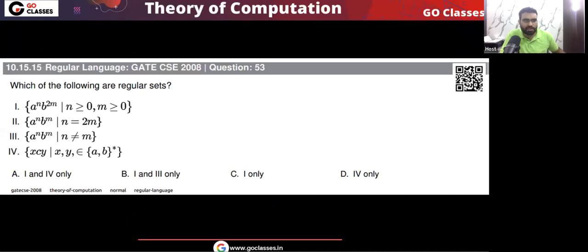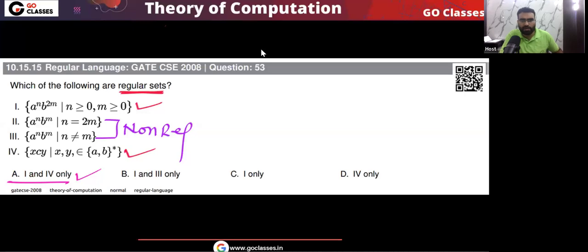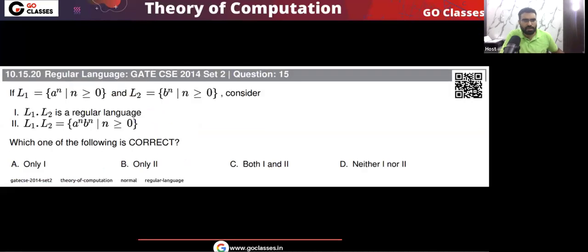Finally, what is the answer here? The question is asking which of them are regular. You can see this is regular, and also this is regular. These two are non-regular. So finally the answer will be 1 comma 4, option A. Okay, now let's move on.